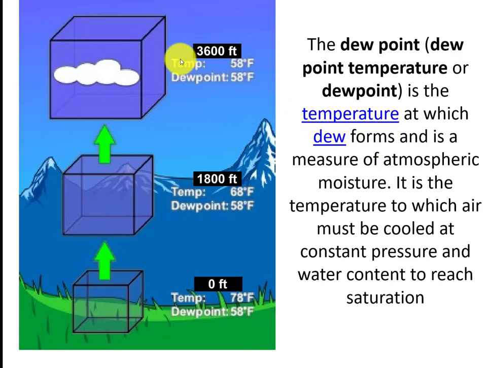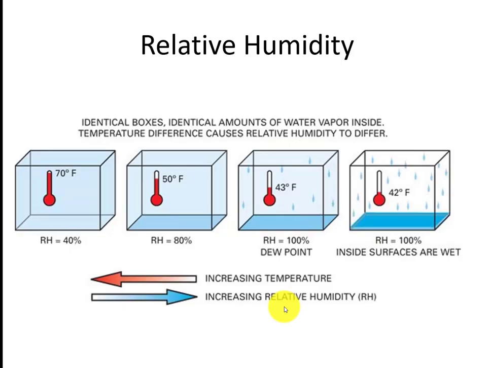Even higher, at 3,600 feet, we have a dew point temperature of 58 degrees. You'll notice that there is now a cloud in our cube, and that's indicating that the temperature has dropped to 58 degrees. The dew point is 58 degrees, and so now we have condensation. Also notice that these cubes get bigger because air expands as you go up in altitude.